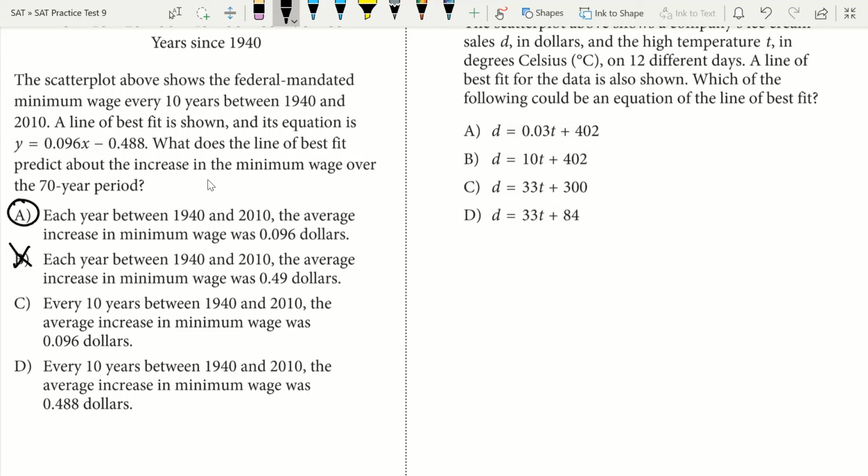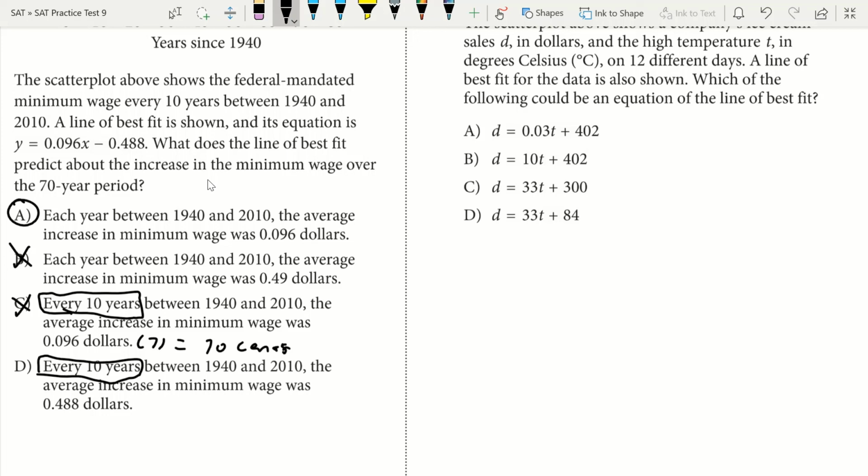See, every 10 years between 1940 and 2010, the average increase in minimum wage was $0.096. Here's why this is wrong. This every 10 years messes it up. Because if we think about it then, 70 years later, that would just be that 0.096 times 7, which would only be about 70 cents, right? And that's not how much it increased. It increased by more like $7 or $6, right? So that one's wrong.